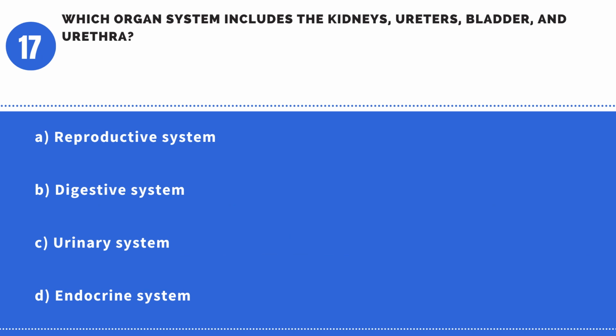Question 17. Which organ system includes the kidneys, ureters, bladder, and urethra? A. Reproductive system. B. Digestive system. C. Urinary system. D. Endocrine system.